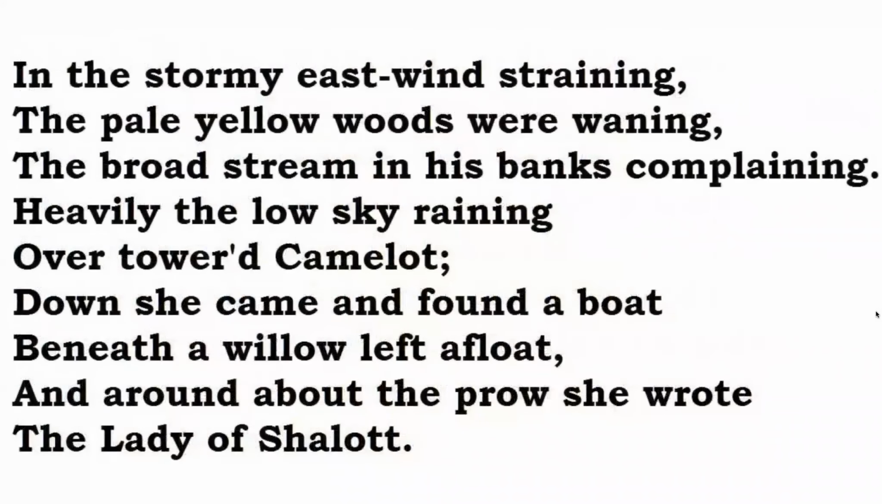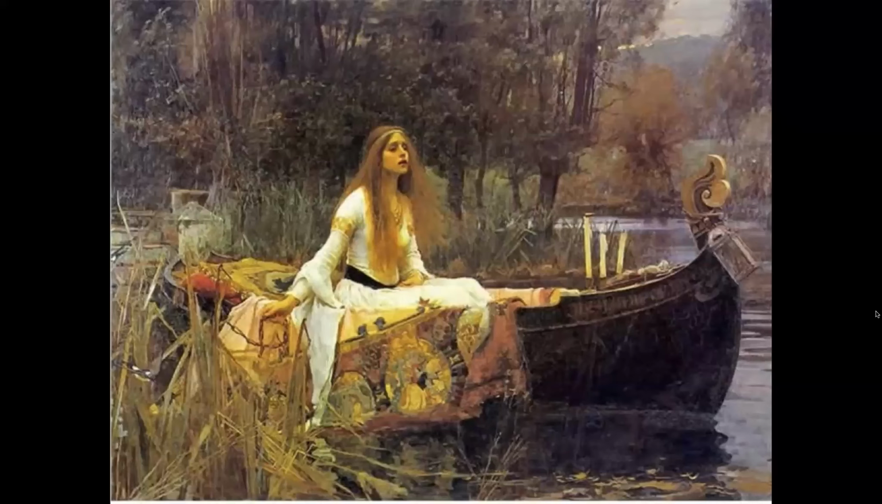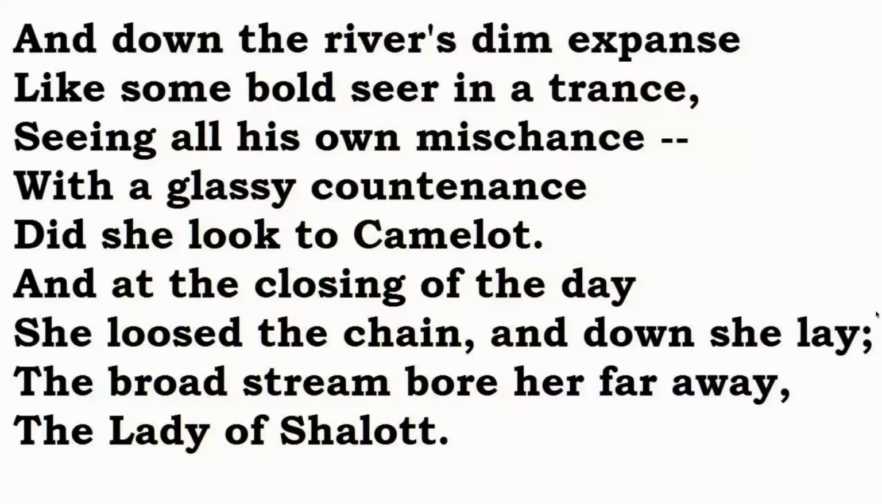In the stormy east wind straining, the pale yellow woods were waning, the broad stream in his banks complaining, heavily the low sky raining over towered Camelot. Down she came and found a boat, beneath a willow left afloat, and around the prow she wrote, "The Lady of Shalott." And down the river's dim expanse, like some bold seer in a trance, seeing all his own mischance, with a glassy countenance did she look to Camelot. And at the closing of the day she loosed the chain and down she lay. The broad stream bore her far away, the Lady of Shalott.